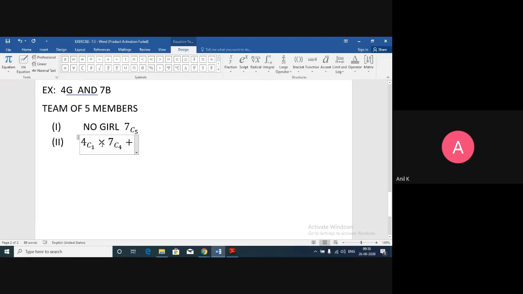Case 1 means it can happen first case, or it can happen second case, or it can happen third case. So wherever I use the word "or", I am using the plus sign. Here I use the word "and", that's why I am multiplying. One girl and 4 boys. So this will be one case. And I use "and", so I multiply. So this will be the case 1. If I stop here itself, my answer gives me one girl and 4 boys.